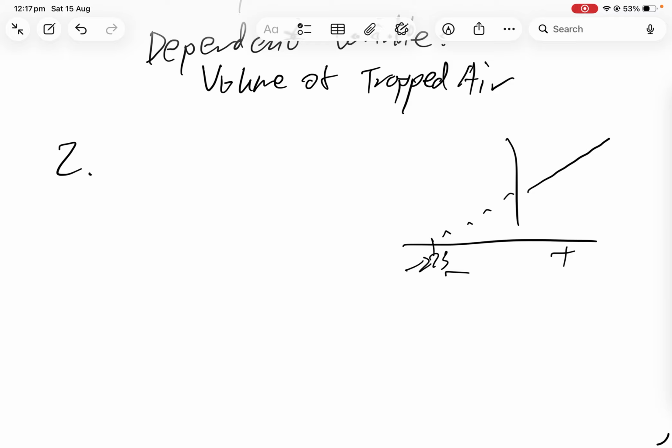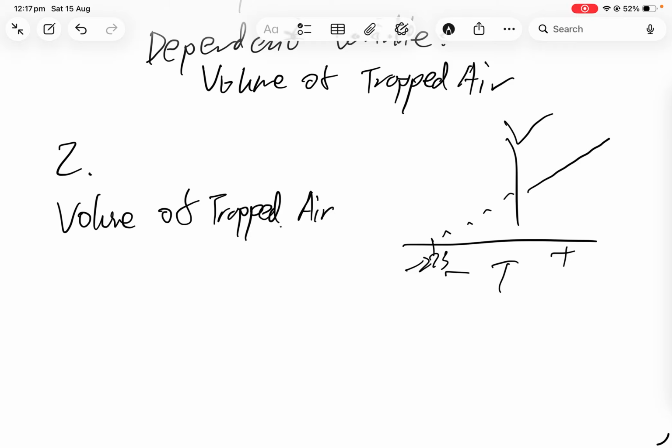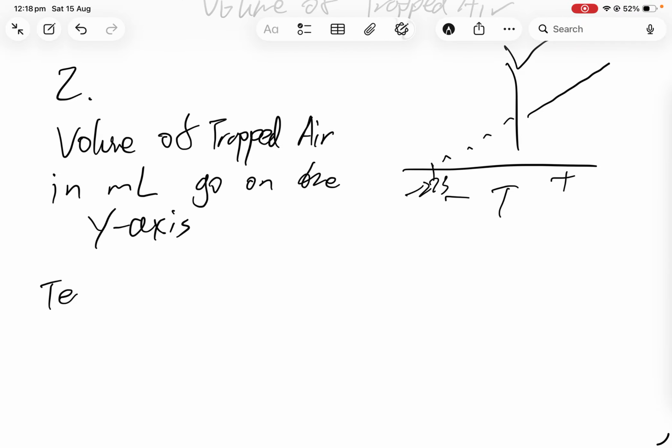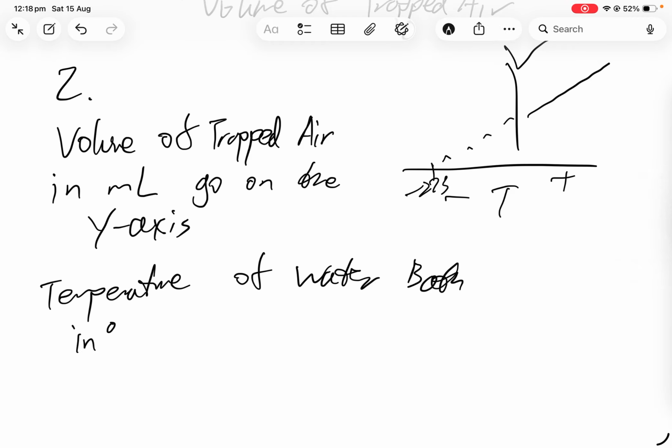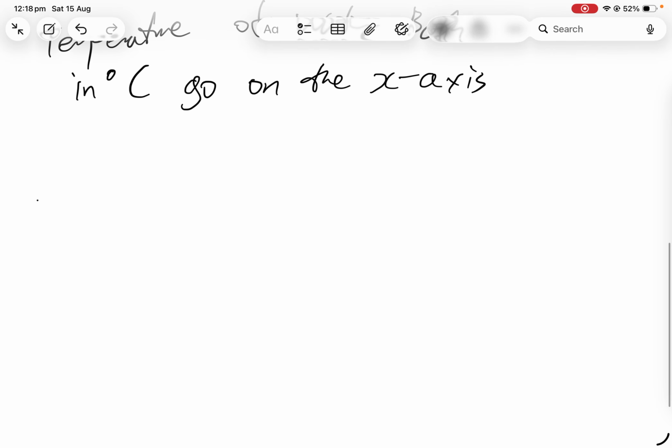Because volume can't go negative, it must be temperature on the x and volume on the y. So the volume of trapped air in milliliters goes on the y-axis, while the temperature of the water bath in degrees Celsius goes on the x-axis. Okay, and that's for part A.